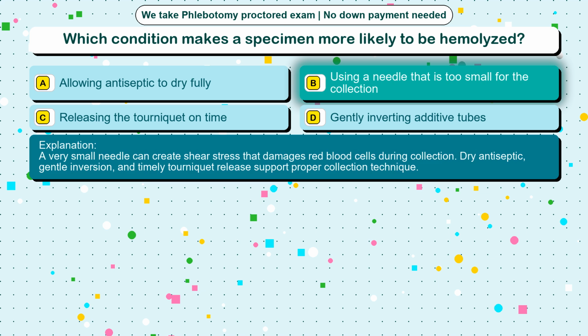A very small needle can create shear stress that damages red blood cells during collection. Dry antiseptic, gentle inversion, and timely tourniquet release support proper collection technique.